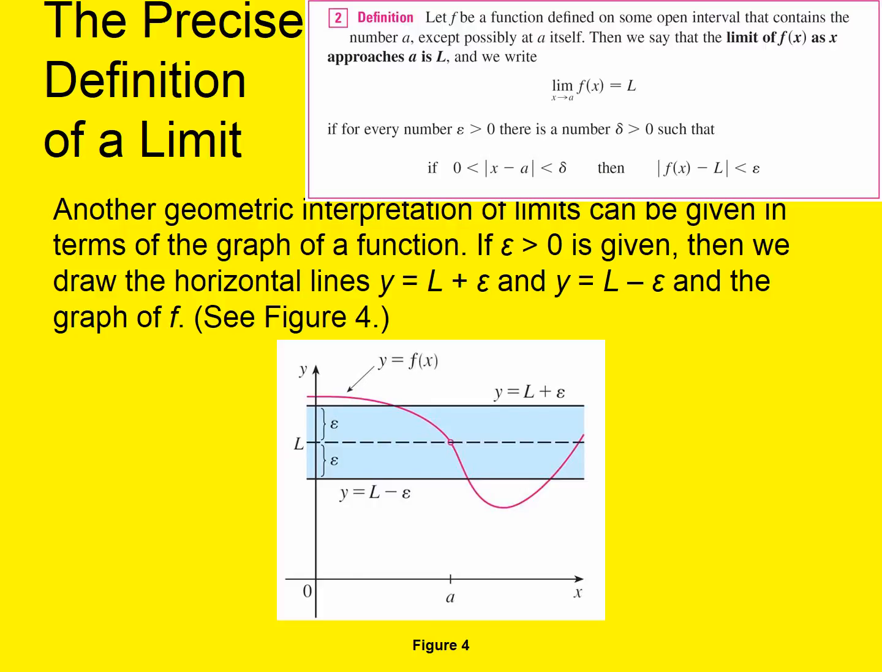Another geometric interpretation of limits can be given in terms of the graph of a function. If epsilon positive is given, then we draw the horizontal lines, y equals L plus epsilon and y equals L minus epsilon. Okay, so Mr. Mean Guy says, oh, you've got to make your y, your f of x, in that vertical interval of numbers. And so we're like, no problem. We can find a number delta, which actually is a function of epsilon, that will always get the job done.